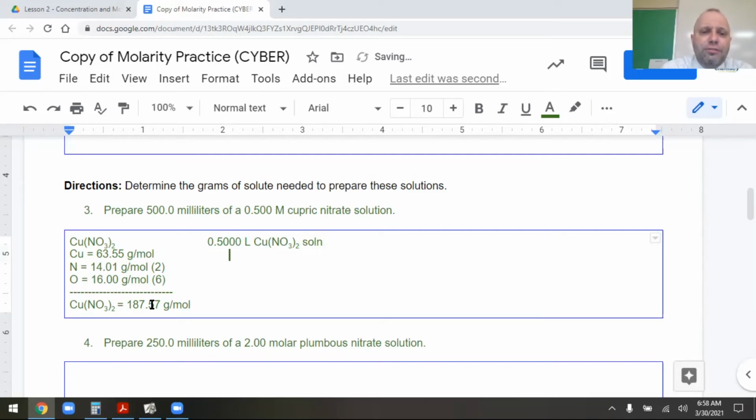Now we're going to set up our fractions. Once again, we're going to have two fractions here. So in our first fraction, we are going to convert from liters into moles using my molarity, my concentration here. So what that concentration of 0.5 is, or means, is that we have 0.500 moles of Cu(NO3)2.